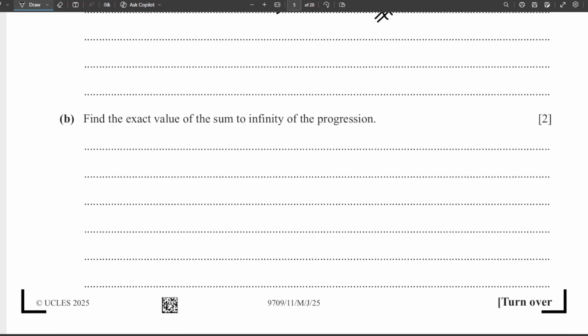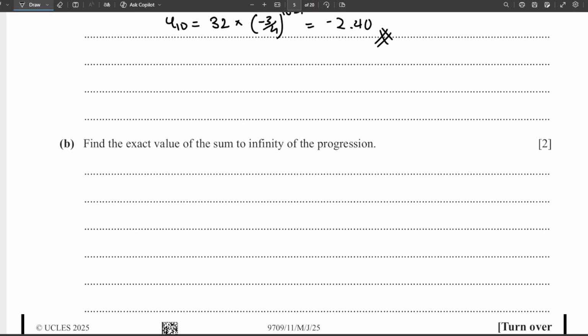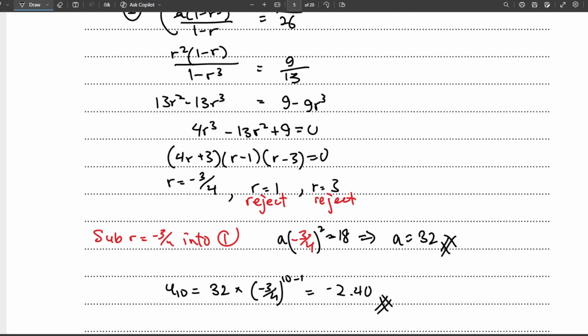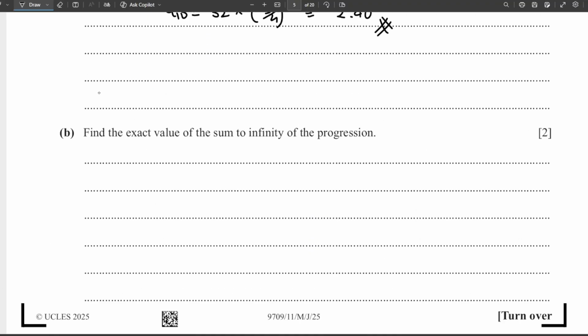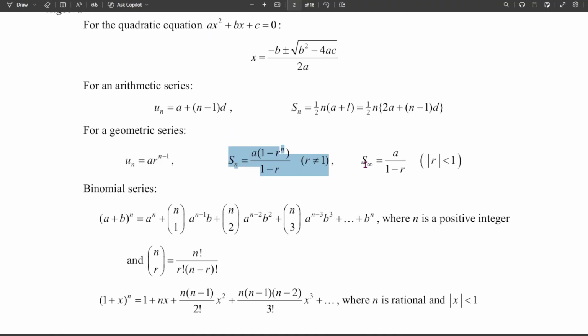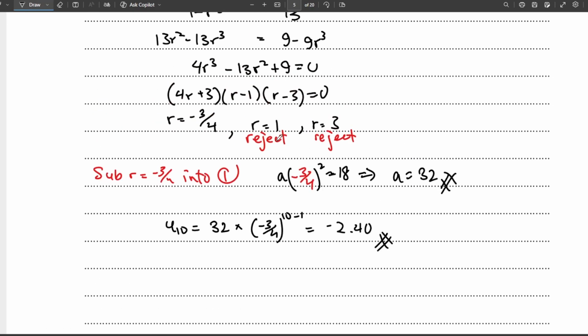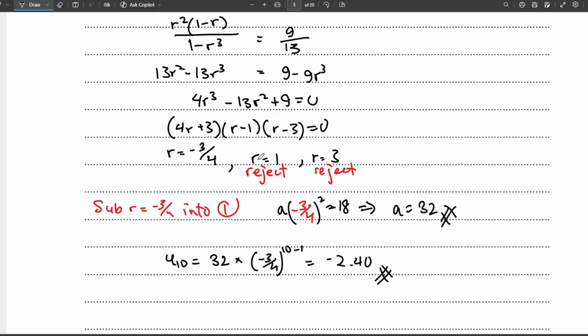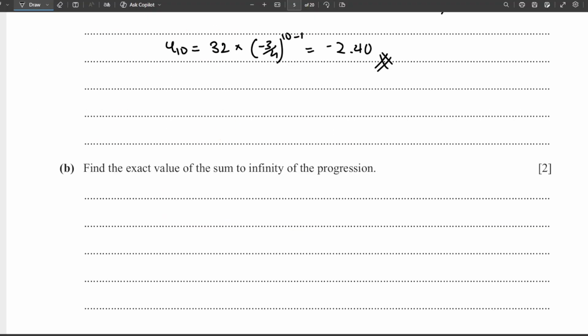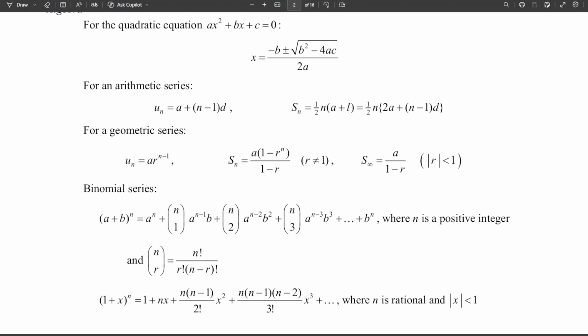Part B of the question wants you to find the exact value of the sum to infinity of this progression. And again, we refer back to our formula sheet. The sum to infinity is given with a formula with a condition where the modulus of the common ratio must be less than 1. So the common ratio must be between negative 1 and 1, and as we found in our previous part, r is negative 3/4, which fits that criterion. So we can use this formula.